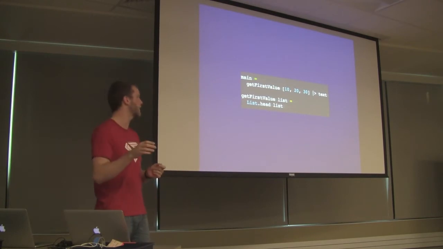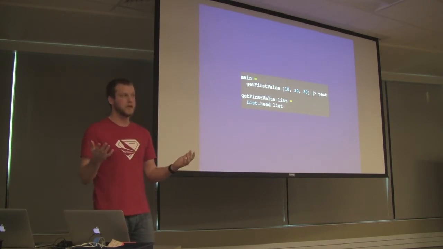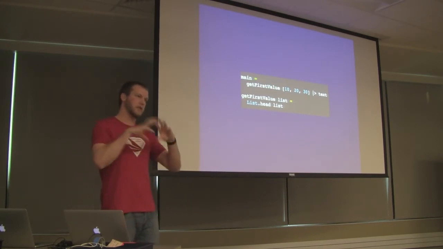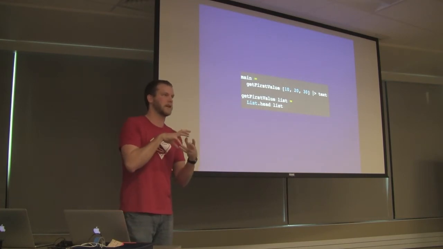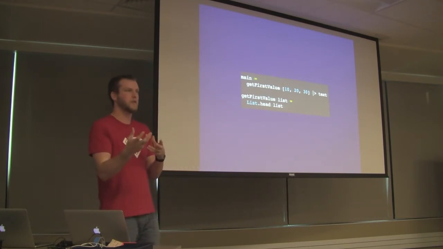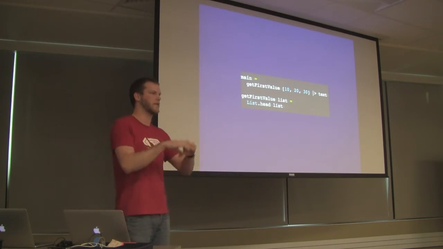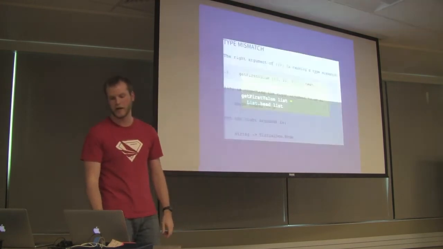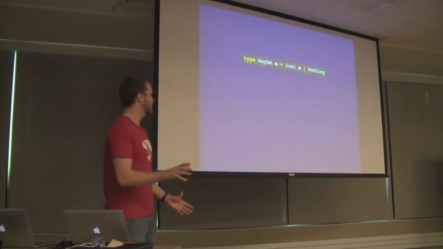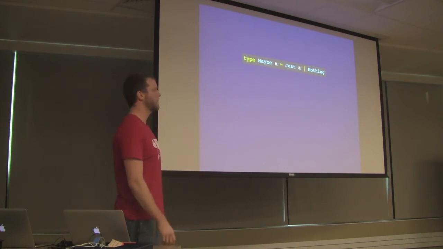Elm doesn't have undefined. So what should list.head do? Well, list.head wraps the return value into this container that says, well, it could either be the value you want or it could be nothing at all. And you have to unwrap it to figure out what's in there. And so don't read too much into it. I mean, this is the actual definition for maybe.